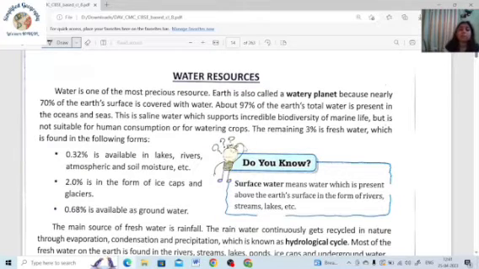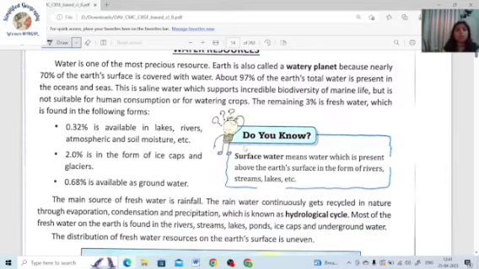Okay, so water is one of the most precious resources. Earth is also called a watery planet because nearly 70% of the earth's surface is covered with water. About 97% of the earth's total water is present in oceans and seas. This is saline water, which supports incredible biodiversity of marine life, but is not suitable for human consumption or watering crops. The remaining 3% is fresh water, which is found in the following forms.